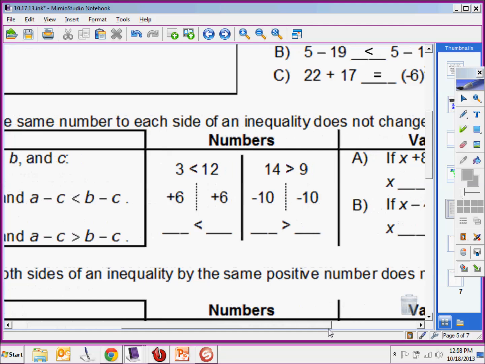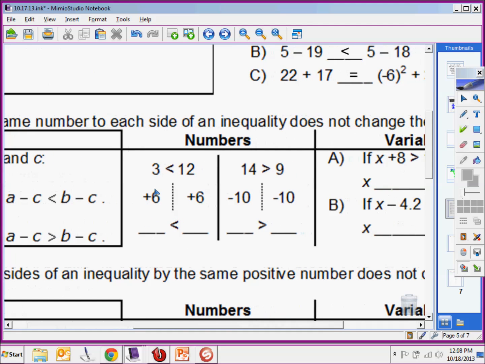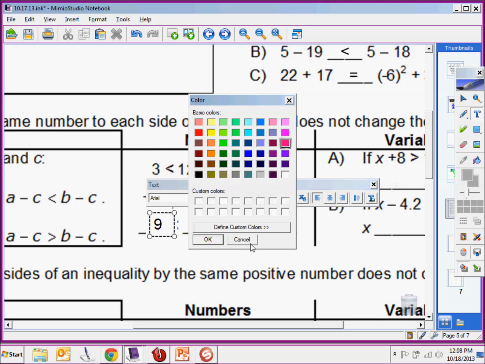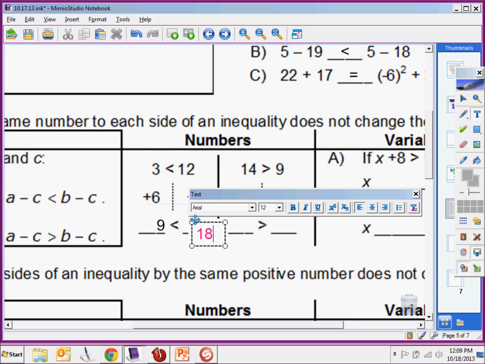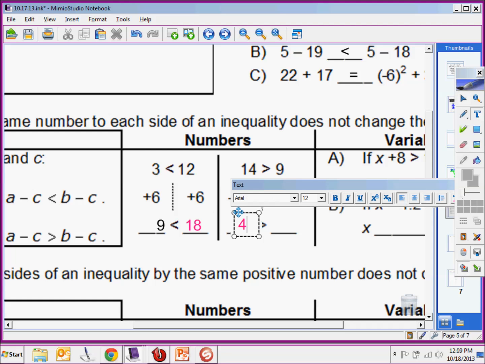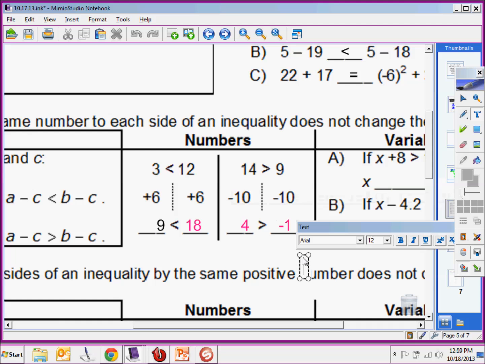So what all of this is saying is, when I look here and I have 3 plus 6, what is 3 plus 6? 9. And then 18. So I have 9 and 18. Is that still a true statement? Yes. Okay. What about if I have 14 minus 10? 4. And I have negative 1, right? Negative 1. And is that still a true statement?